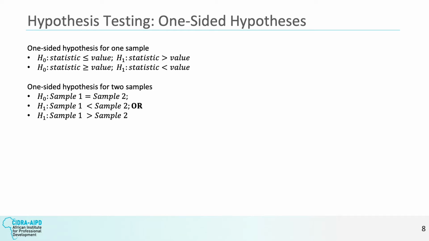For example, a null hypothesis could be that AIPD students have an average height less than or equal to 1.7 meters, or that AIPD students have the same average height of the general population of Rwanda. The alternative hypothesis in the first case would be that AIPD students are taller than 1.7 meters on average. An alternative hypothesis in the second case could be that AIPD students have an average height less than the general population of Rwanda.